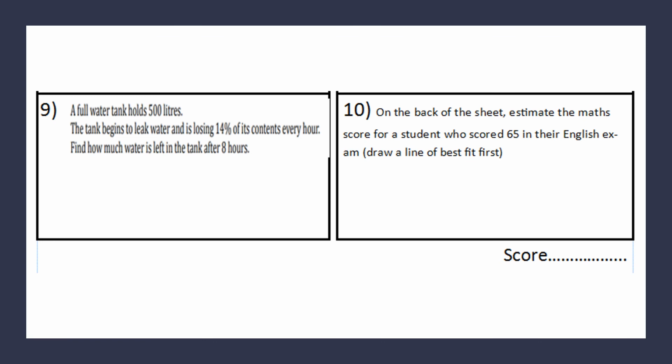So it's going to be 500. Now the multiplier for a 14% decrease is 100 take away 14. So it's going to be times by 0.86. And how many hours? To the power of 8, okay?